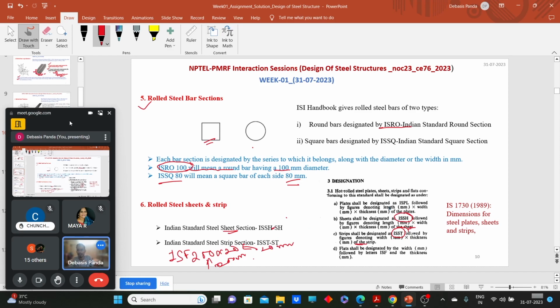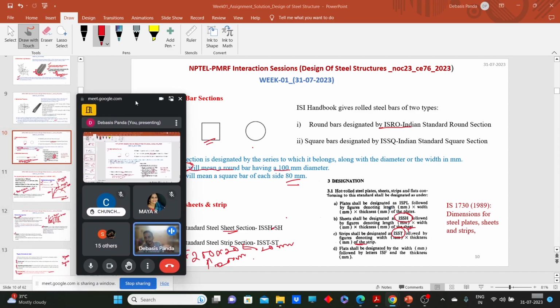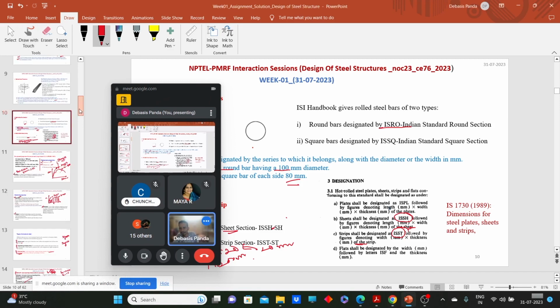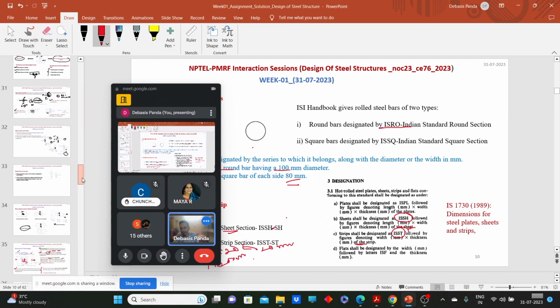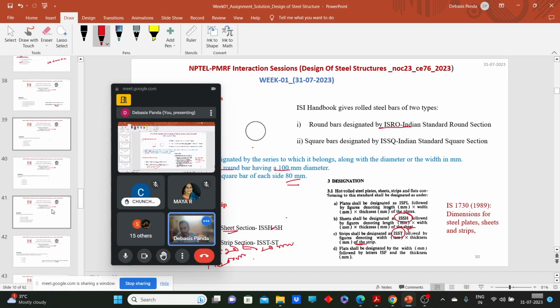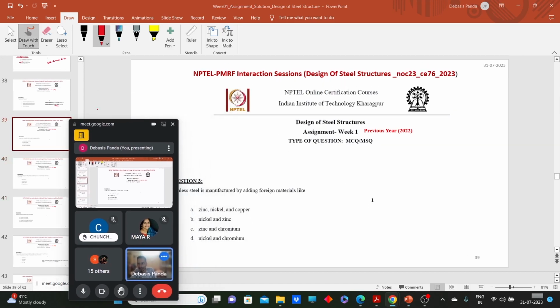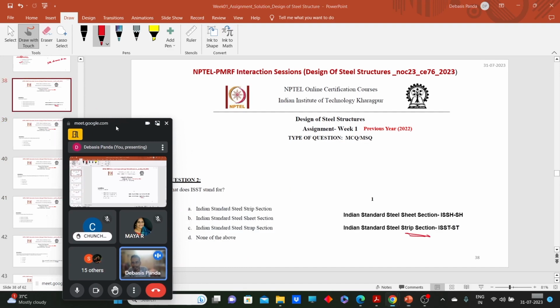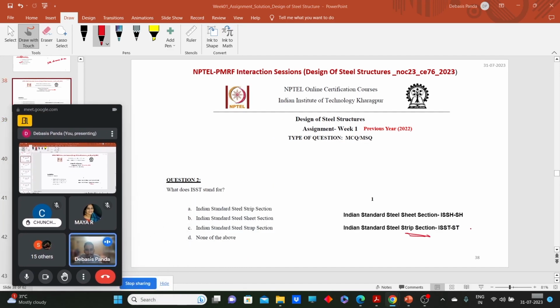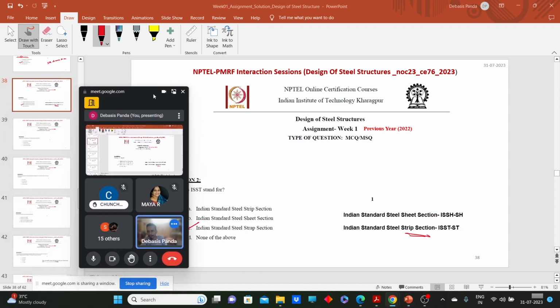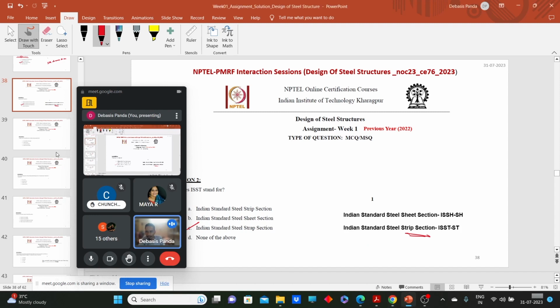So what will be the answer to that question? Will it be Indian Standard Sheet section or strip section? It will be Indian Standard ST, which stands for strip sections. Now come to the next question.